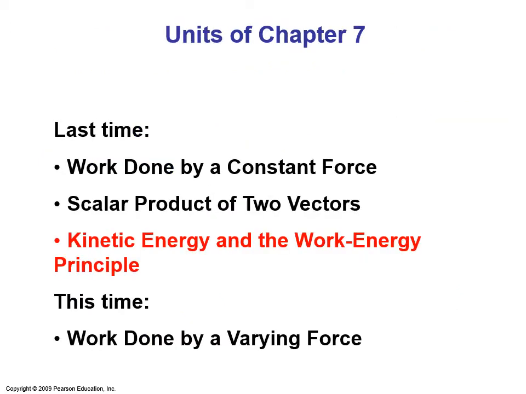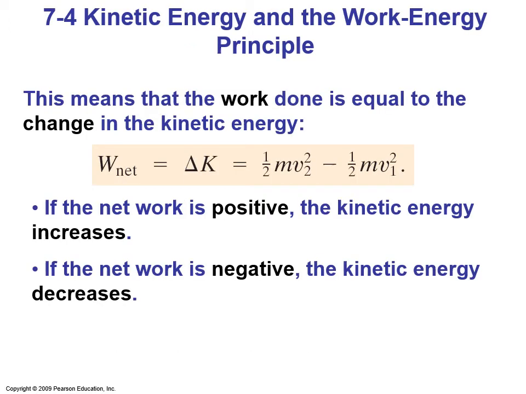Finally, we talked about kinetic energy and the work energy principle, or the WEP. So the WEP says that the net work on an object is equal to the change in the kinetic energy of that object. And kinetic energy is the energy due to motion. It is 1/2 mv squared, so 1/2 mass times velocity squared. So you can see if the net work done on an object is positive, then you will have an increase in kinetic energy. And if the net work is negative, then you'll have a decrease in the kinetic energy.